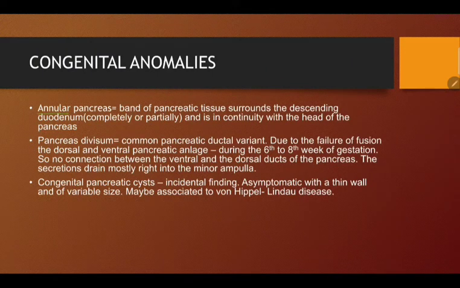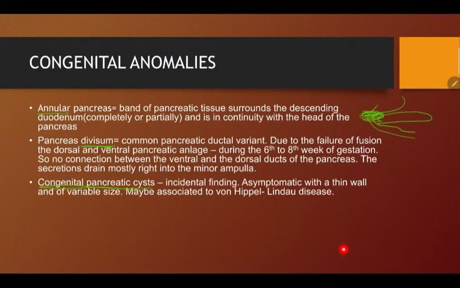All right. Now, there are a few congenital anomalies that I'm just going to brush through so that you remember them. There's annular pancreas, pancreas divisum, and congenital pancreatic cysts. Annular pancreas is essentially pancreatic tissue that bands and surrounds the descending duodenum. As you know, there's the pancreas here, the stomach, the duodenum, right? There's excessive pancreatic tissue that's partially or completely covering or forming a band surrounding the duodenum.